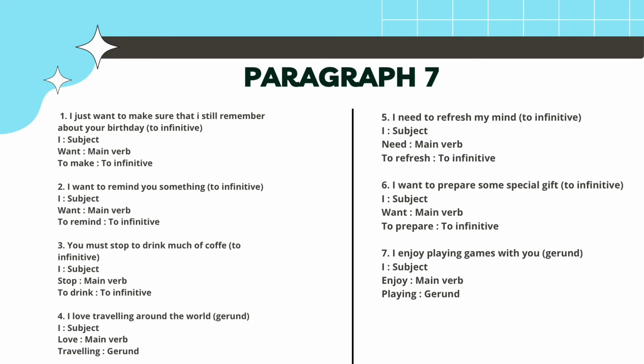So the first sentence is, I just want to make sure that I still remember about your birthday. So I in here is a subject, want in here is a main verb, to make in here is to infinitive.